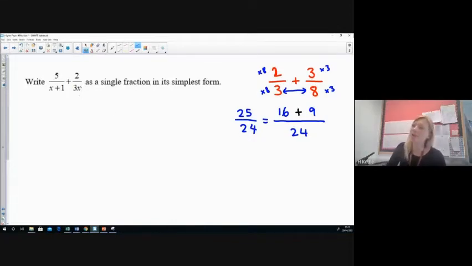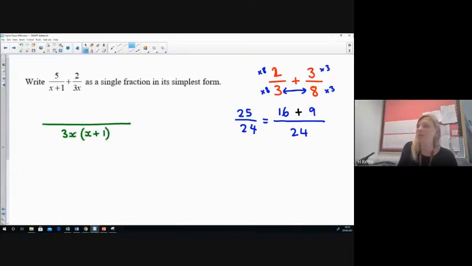Now with algebraic fractions, we're going to do exactly the same thing. So we need to make the denominators the same. Now the easiest way to find the lowest common multiple of x add 1 and 3x is to times them together. So how can I write timesing this together? Well, I'm going to do 3x times x add 1. And hopefully you can see that we're going to need to use some brackets here. So I'm going to put 3x out the front, and I'm going to times it by x add 1. That's going to be my denominator.